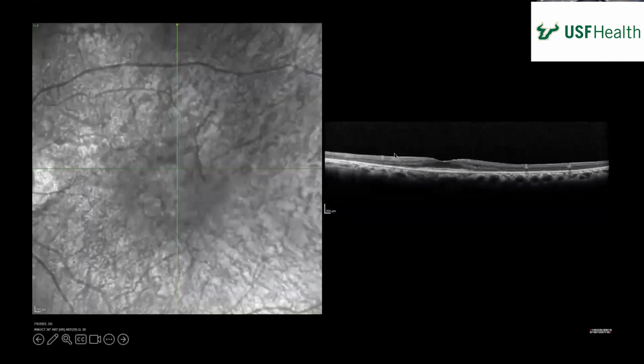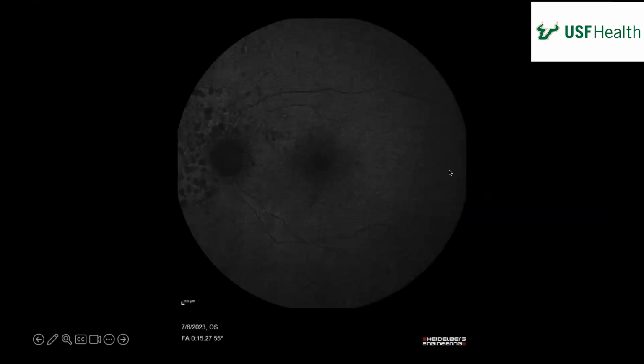Next slide. Definitely more prominent in the left eye there. So there's no horizontal cut for the left eye. Okay. Was that good? Do we see that? Good, excellent. We can go on.